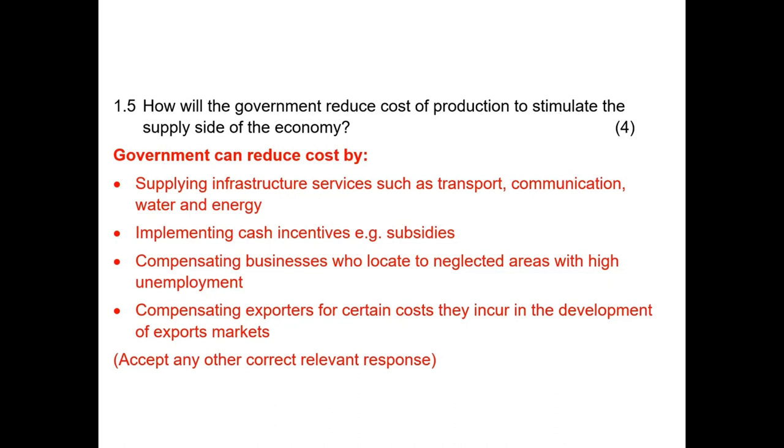Because every time we experience load shedding, businesses are losing money. So the cost of production increases because they now need to invest in generators, etc. Okay? Implementing cash incentives, for example, subsidies. So reducing the cost on the side of the producer.